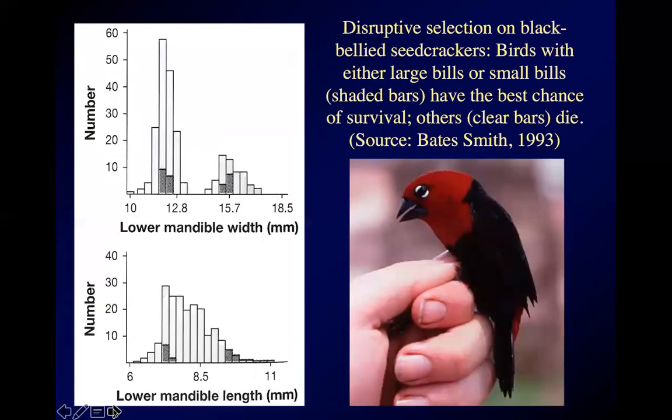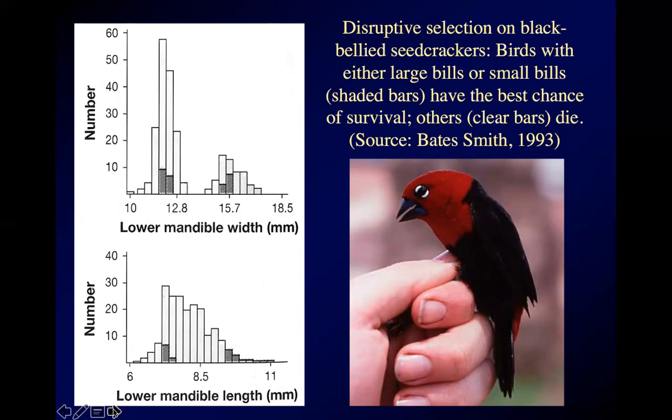Disruptive selection is harder to find, but I found a case study of it in a study of an African bird called the black-bellied seed cracker. Very attractive bird right there. This is a bird where the population does suffer pretty high mortality every year. And Smith, back in 1993, took a bird population and measured the width and length of the lower mandible, the lower jaw, at the beginning of the season and then at the end of the season.